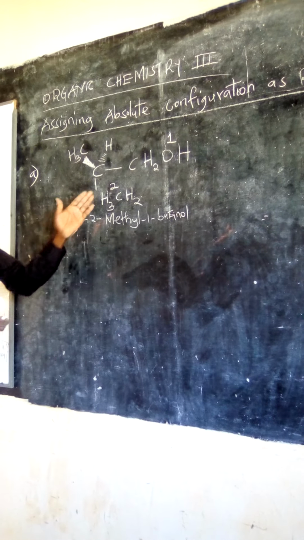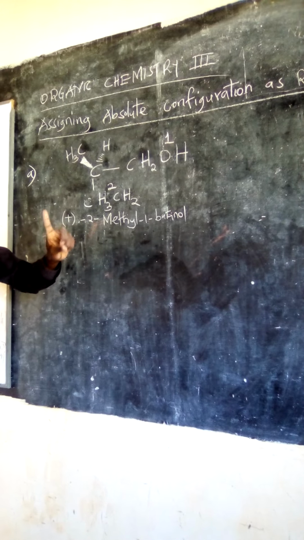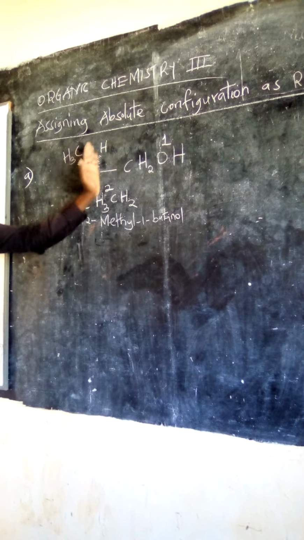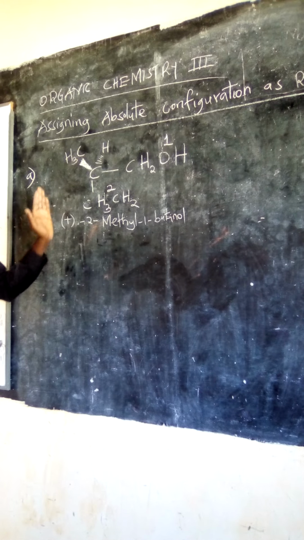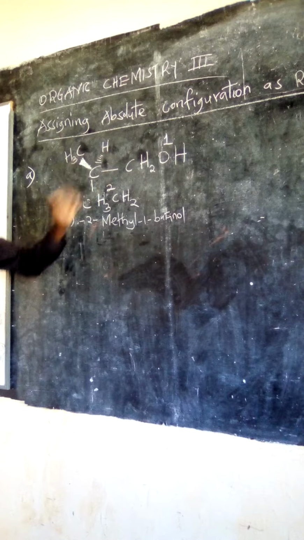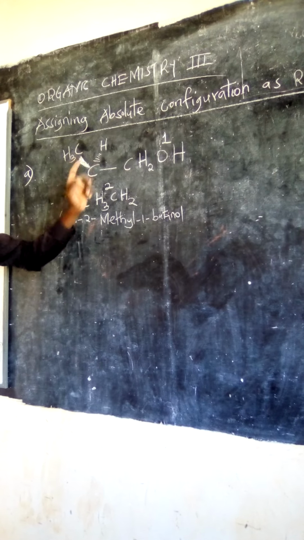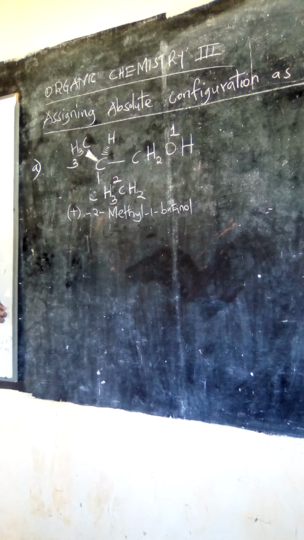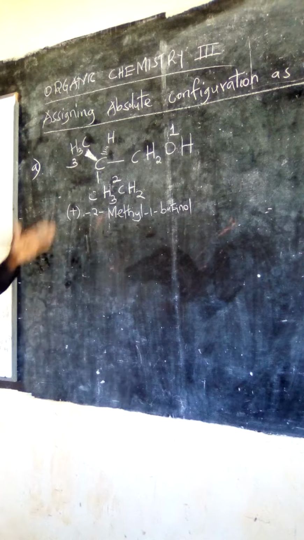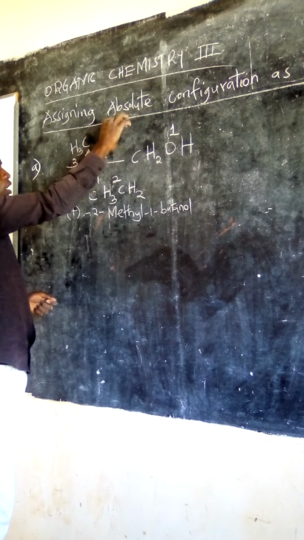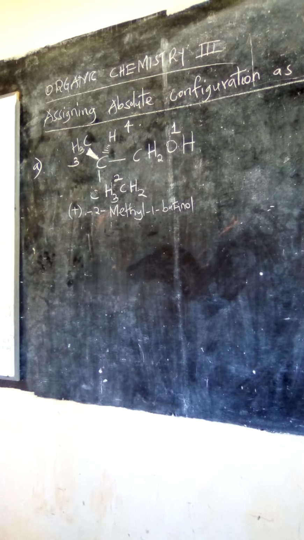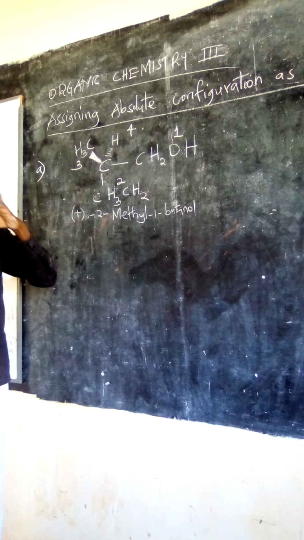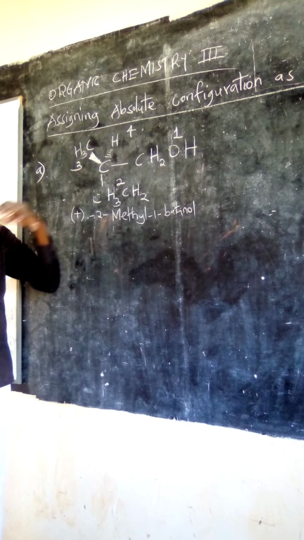Now, having known priority number 2, you need to assign priority number 3. Between H3C and H, you realize that H3C has a higher atomic number than H, and therefore you need to assign it priority number 3. Then H shall be priority number 4. Yes. Now it is very important here to note how the hydrogen as priority number 4 is being viewed.